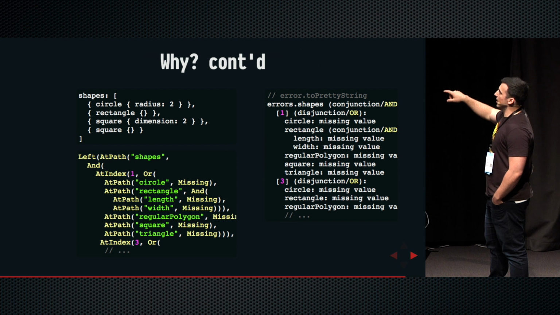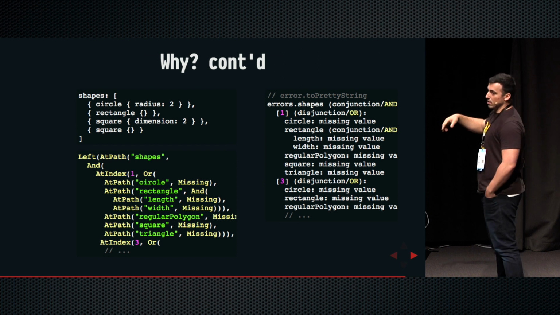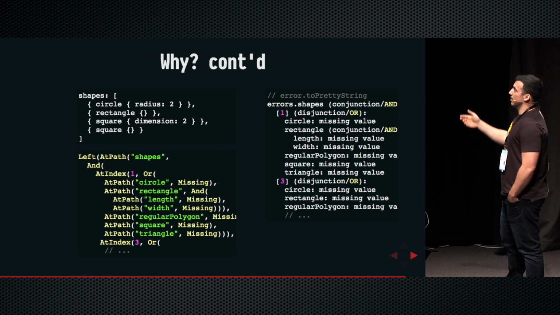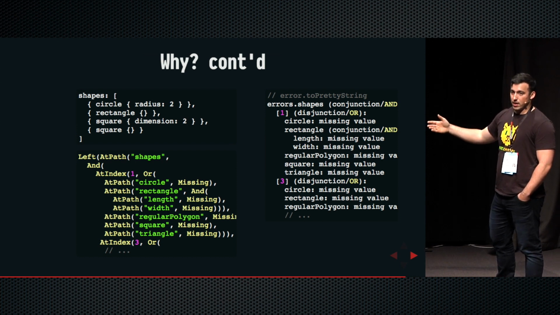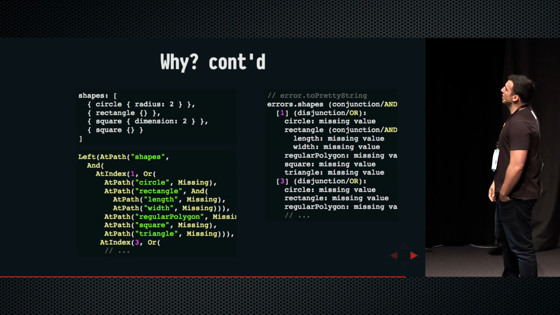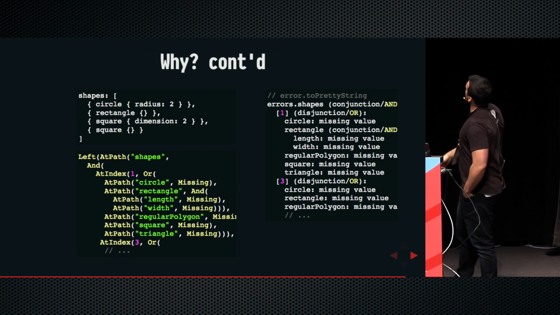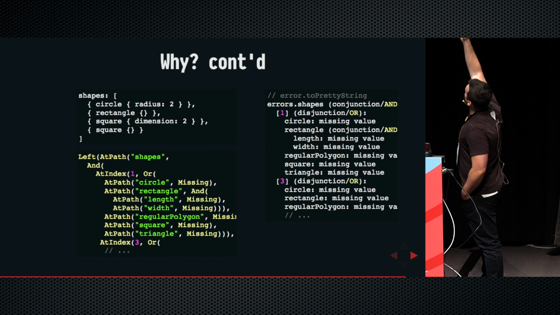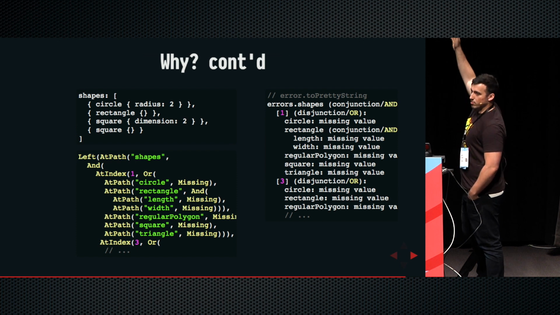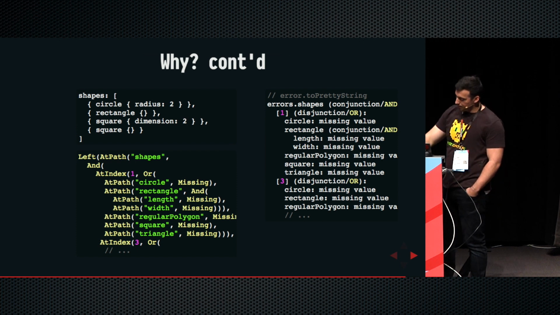So for circle, rectangle, or regular polygon, square, and triangle, it didn't get very far. For rectangle, it got a little bit further because you provided the key. There's a key for that. And then also at index 3, it failed, but there's no real value to showing the extra error. And again, on the right, same representation, just a human-friendly printout.